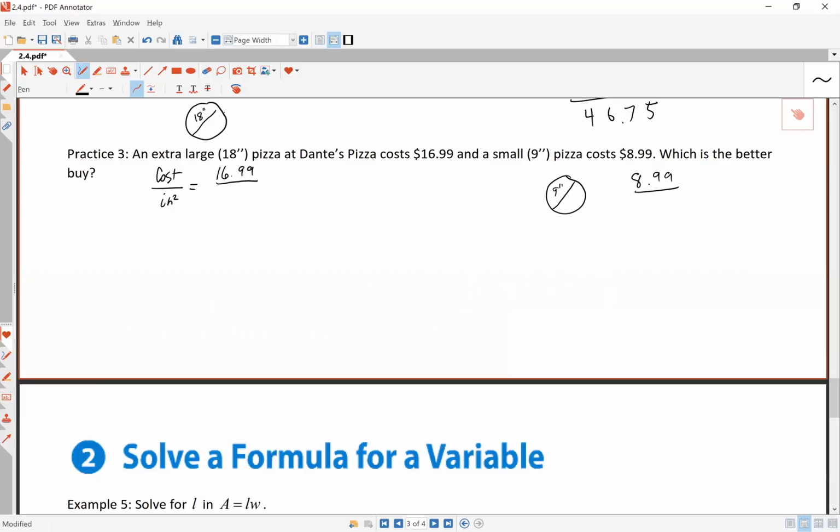All right, now that you've had a chance to press pause on your video and work this out, the area of this pizza is going to be pi times its radius squared, and the area of this pizza is going to be pi times its radius squared. Half of 9 is 4.5. So using 3.14 for pi, 9 squared is 81. This area is 254.34 square inches.